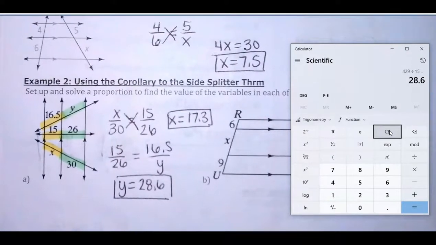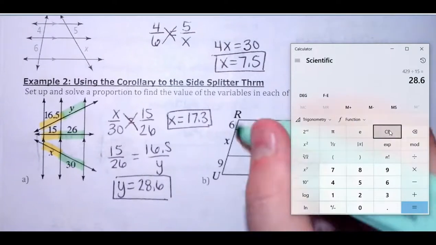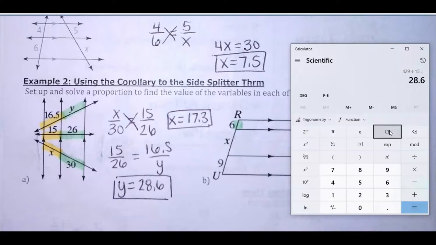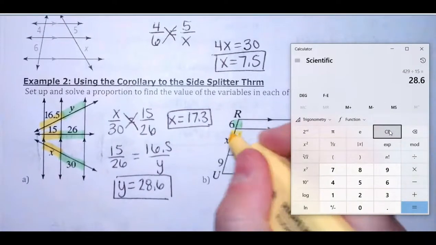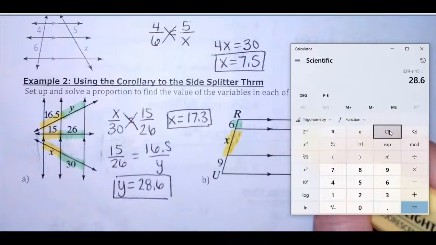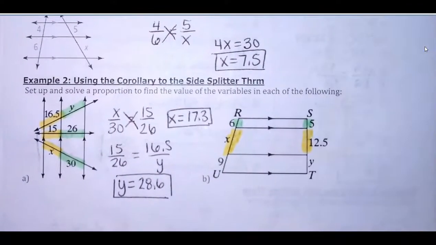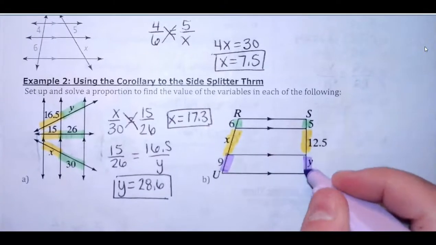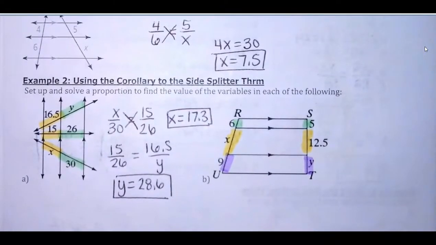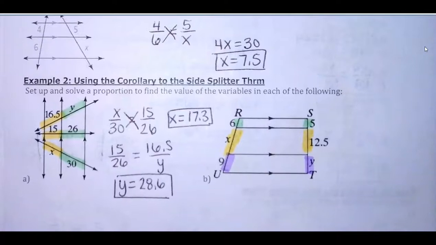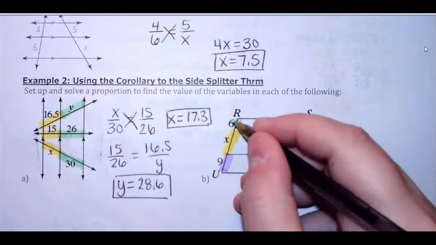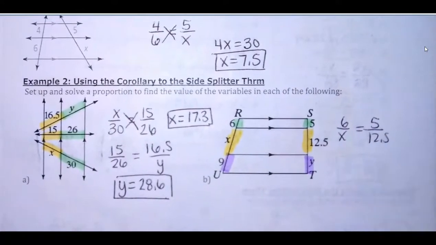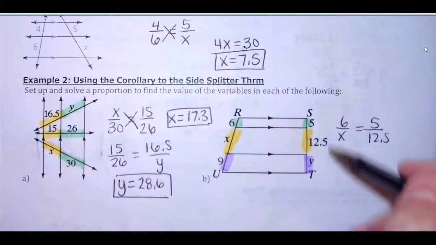Okay, so let me come over here. And again, I'm just going to highlight the little segments that are cut off by the same parallel lines. I don't necessarily have to have these segments be connected when I set up these proportions. Here is how I would find x. I would just do 6 over x, and then 5 over 12.5. Those are cutting off the proportions with the parallel lines.